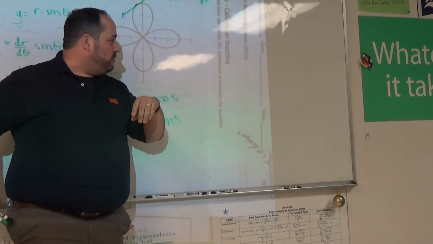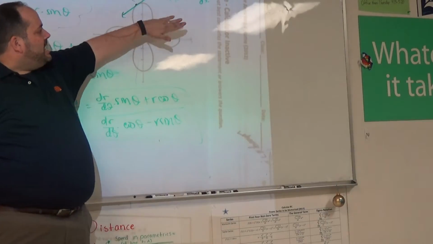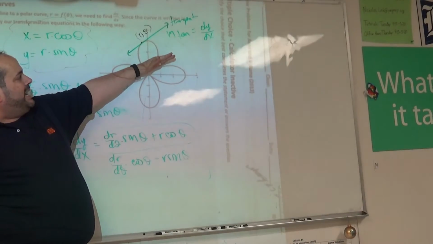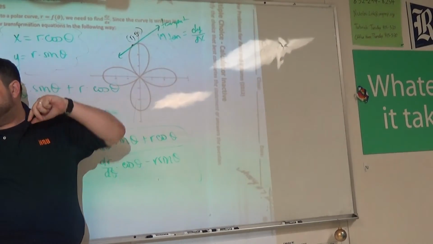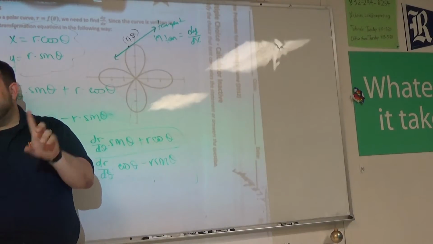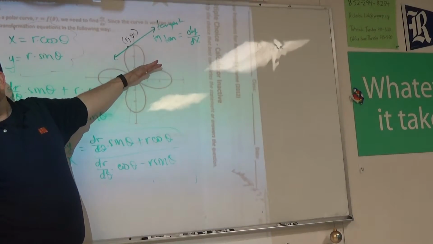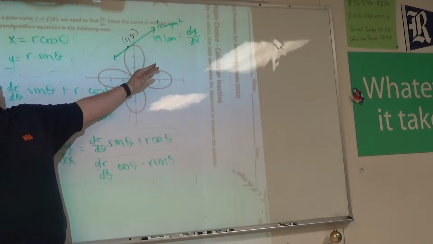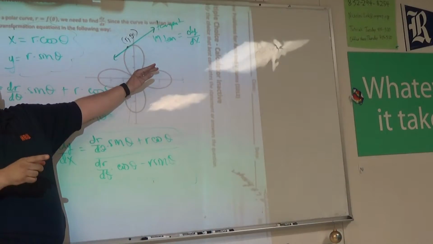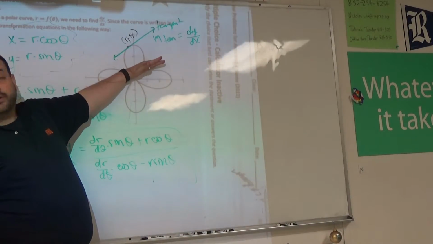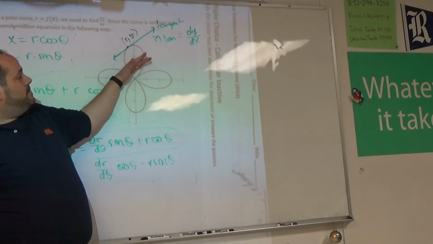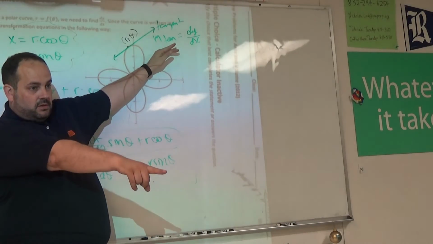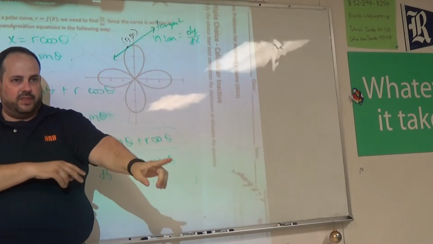Now here's the thing, and I get this one wrong all the time. If the angle increases and the radius increases, then the point is moving away from the pole. True or false? If the angle increases and the radius is increasing, then I am moving away from the pole. True. False. Unsure. Thank you for the honesty.